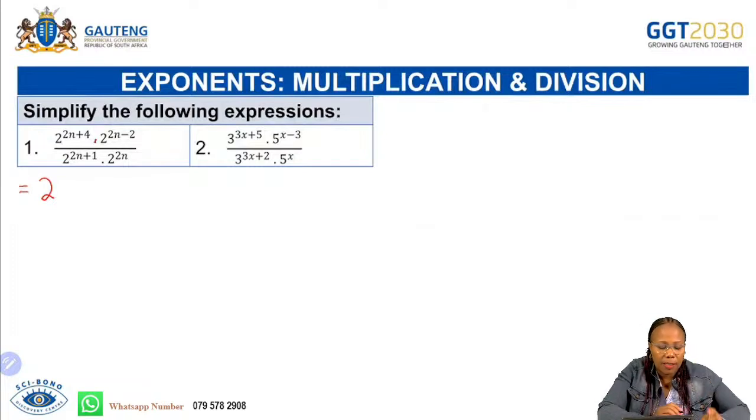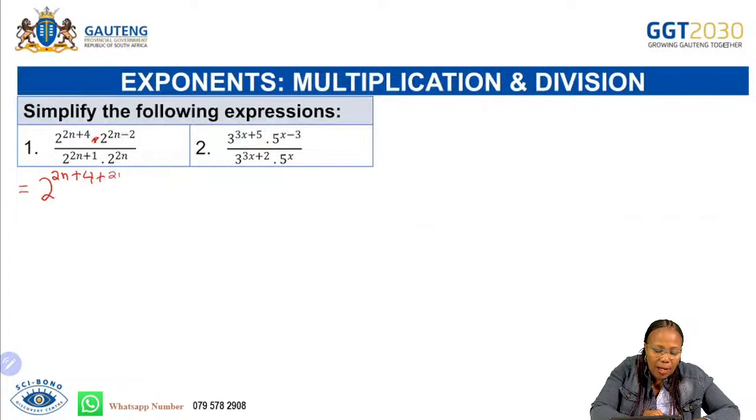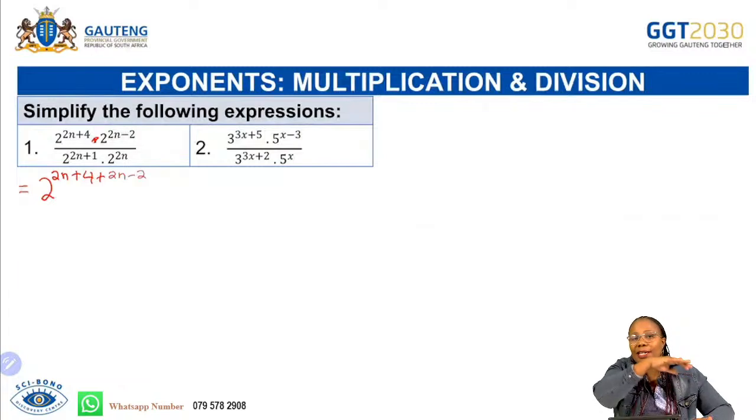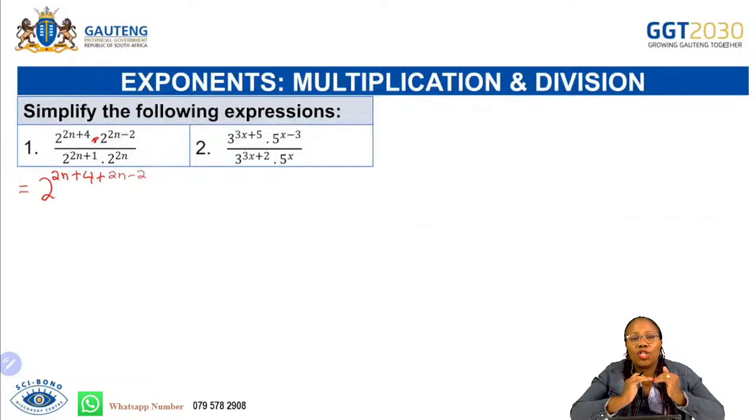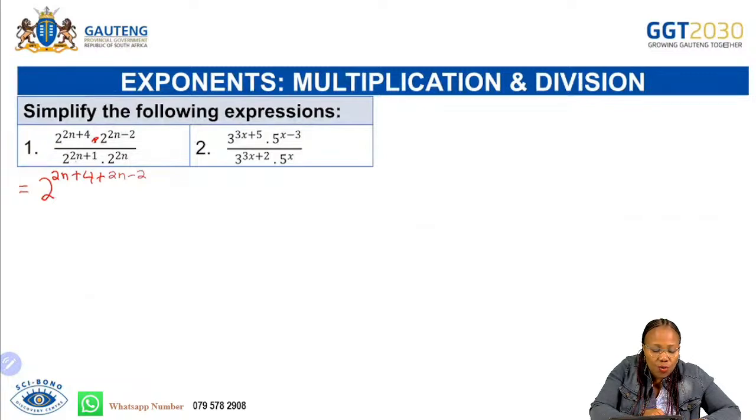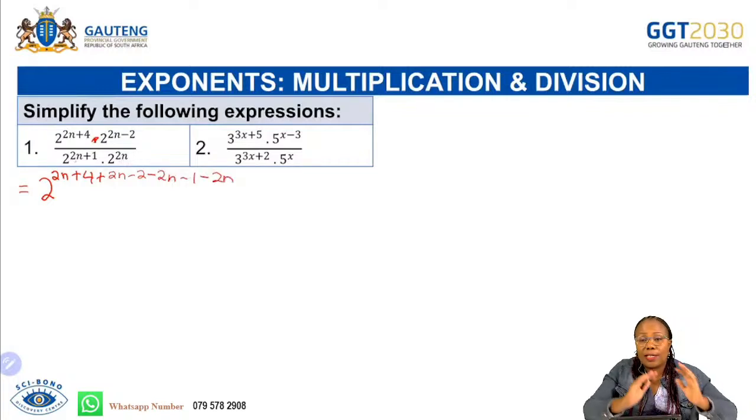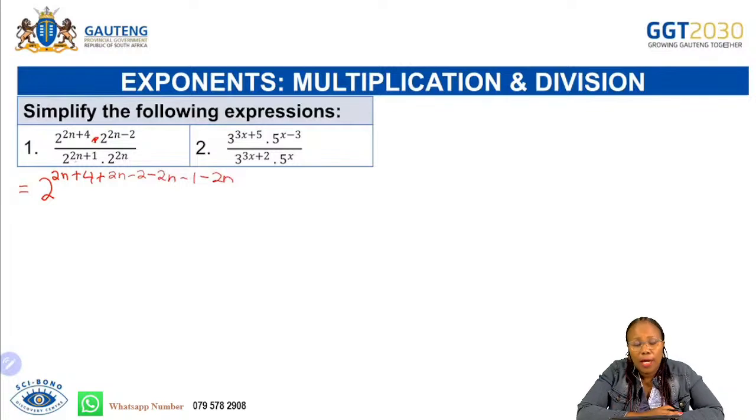Okay, single base. On top, because they are multiplying, they will be adding: 2n plus 4 plus 2n minus 2. Basically, you are writing everything on top as it is. And then the ones that are on the denominator, when they come up now to the exponent on top, we will be subtracting. This 2n will become minus 2n. 1 will become minus 1. 2n will become minus 2. Everything is changing its sign now as it goes to the top exponents.